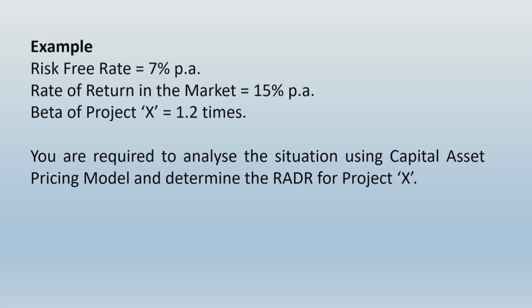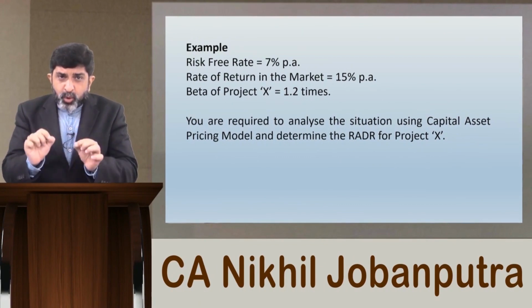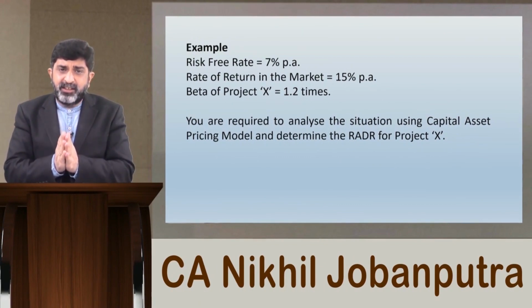Beta of project X is 1.2 times. You are required to analyze the situation using the capital asset pricing model and determine the RADR for project X. So we are still in the RADR category, but we are now using an approach to compute RADR using the capital asset pricing model. Let me discuss this in entirety with you, and let us understand how to compute RADR in a given case like this.